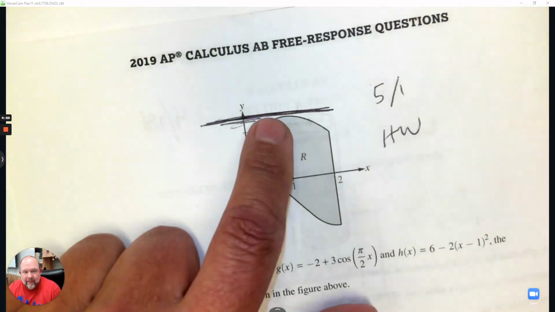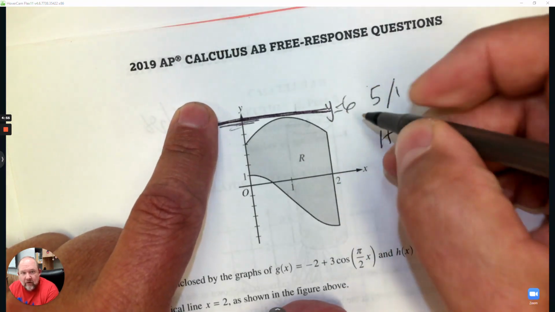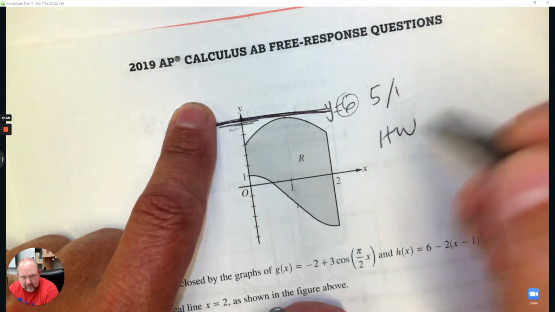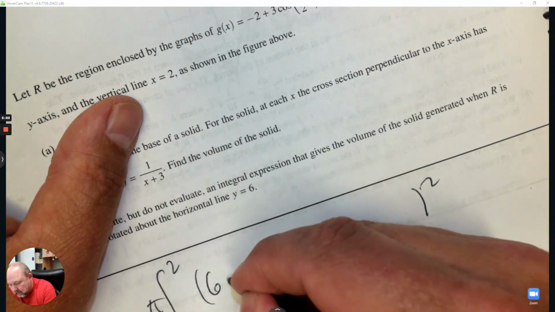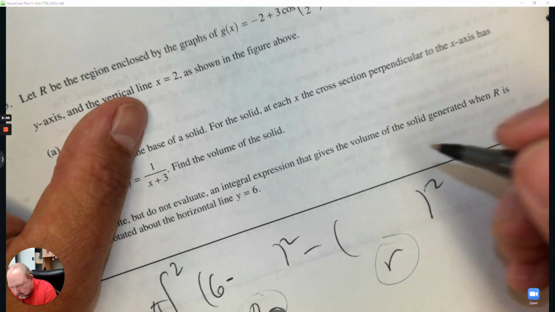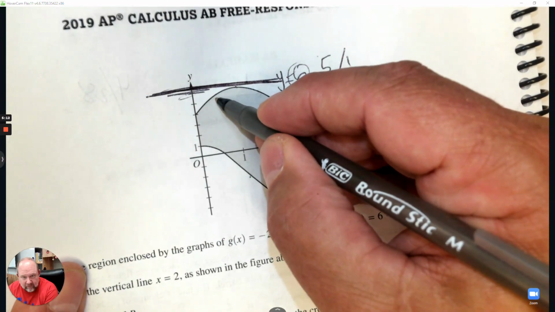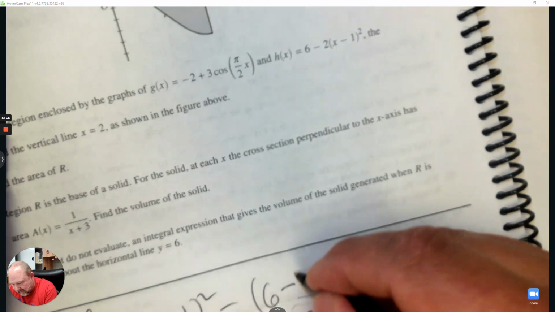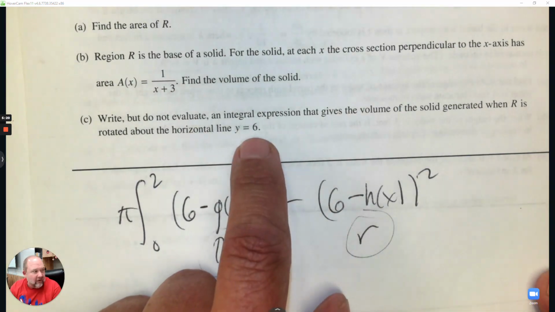And then we're going to go from what we're revolving around. So that's 6. So we're going to go top, subtract bottom. So we're going to go 6, subtract the bottom curve. Because we're just setting it up, we can go 6, subtract the bottom curve, which is g at x. That's the big radius. And the small radius goes from here to the top curve. That's 6, subtract the other function, which is h at x. And there's the setup to find that volume.